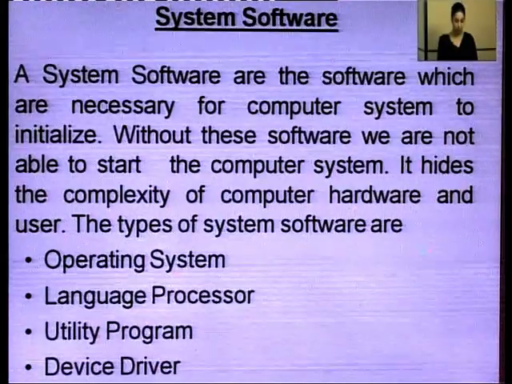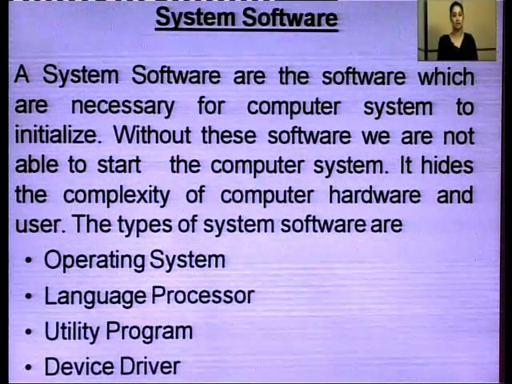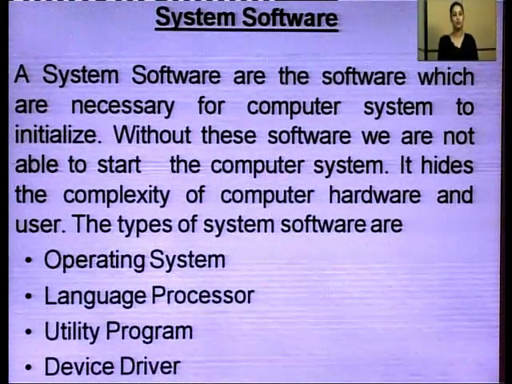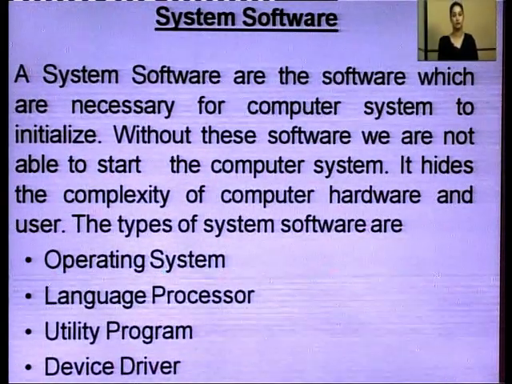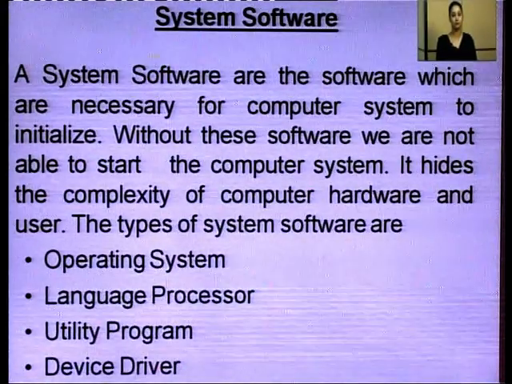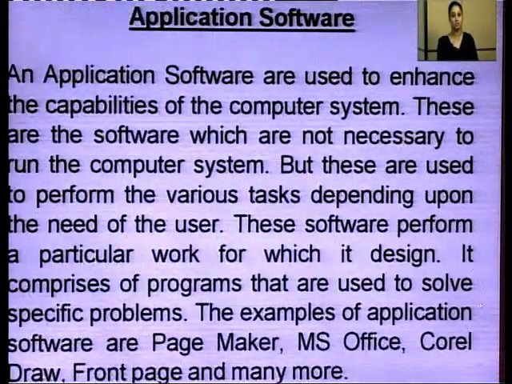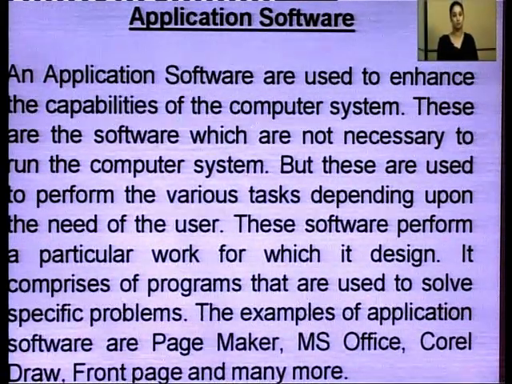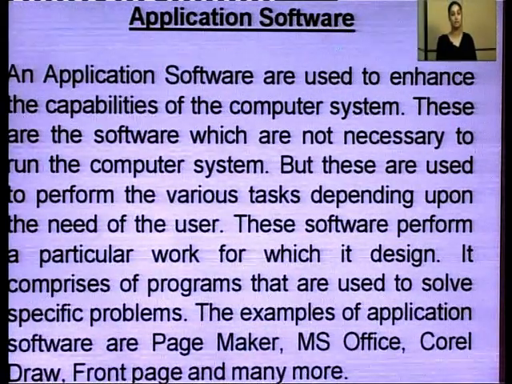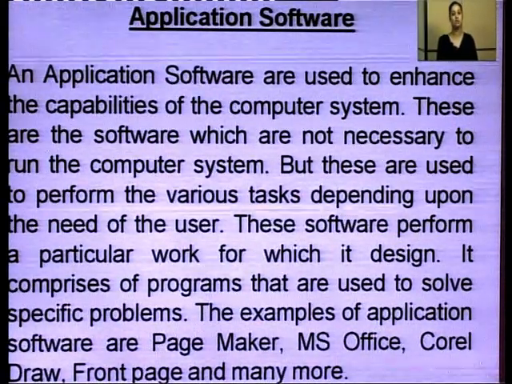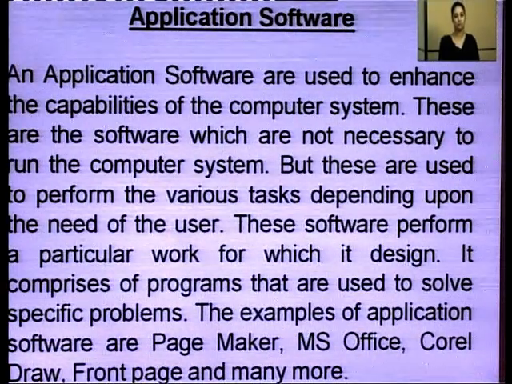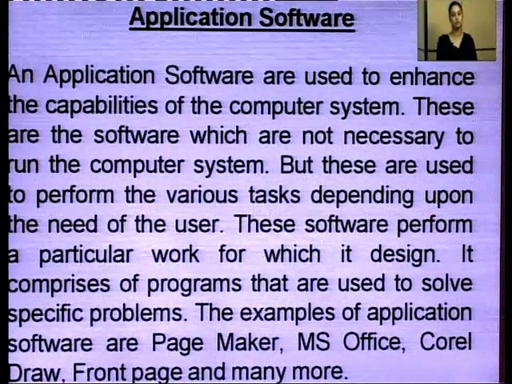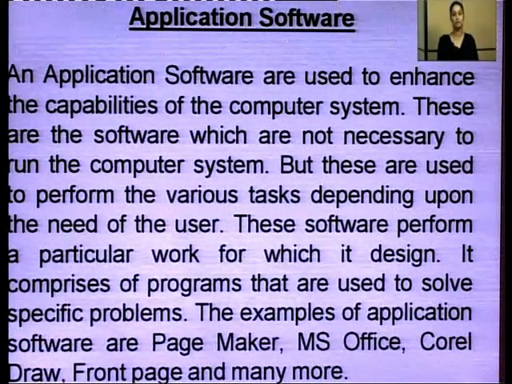The various types of system software are operating system, language processor, utility program, and the device driver. Here the topic of today is operating system. Before that, I want to give brief information about the application software. Application software is used to enhance the capability of the computer system. If I want to enhance the capability of the system, we don't need it to start up the system, but we want a software which is used to increase the capability of the system.